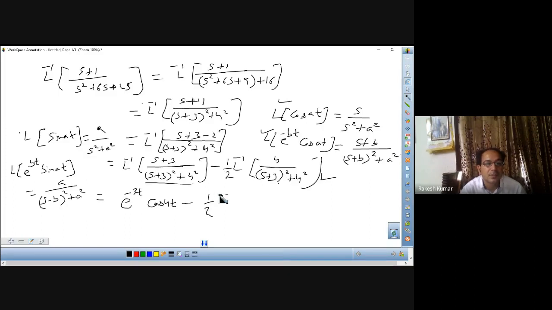Then by using this formula, you can take L to the right hand side, and L inverse of this term will be equal to this term. So straight away using the formula, we get e raised to power minus 3t, then sine of 4t. So this is the Laplace inverse of this question.